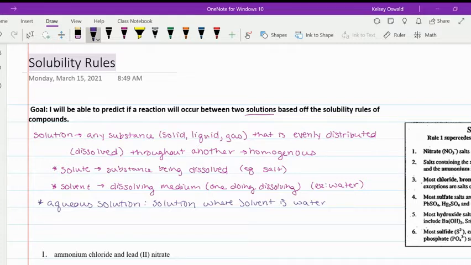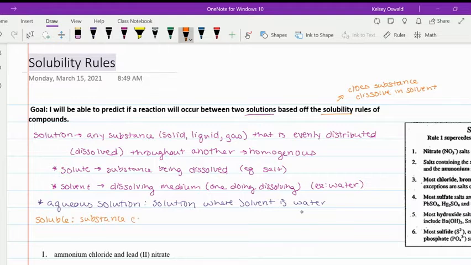It says that we're going to base it off the solubility rules of compounds. So this introduces a new term, solubility. Solubility is going to tell us, does something dissolve or not? Is that substance going to dissolve in that solvent? If something is soluble, that means yes, we are going to be able to dissolve that solute in our solvent, and we can create a solution then.